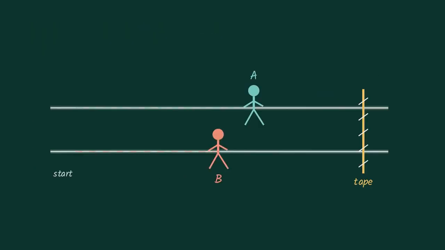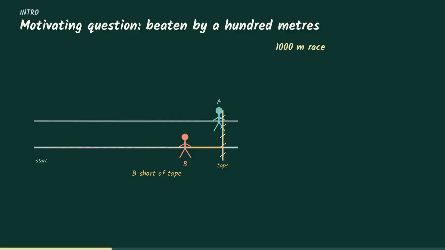Picture a 1,000-meter race before we write a formula. A beats B by 100 meters. When A hits the tape, where exactly is B? And what does that say about their speeds?